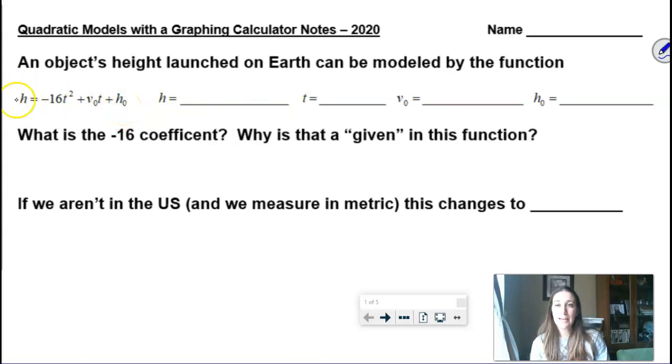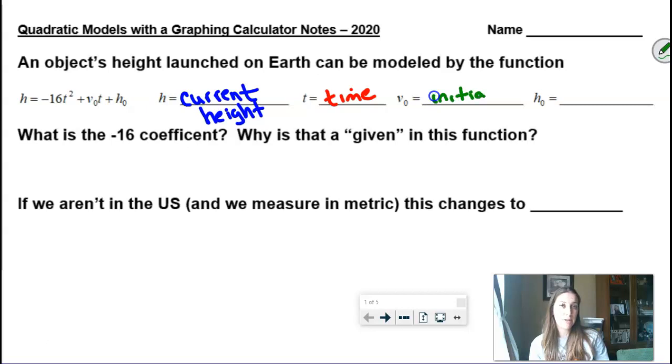So the h at the beginning of the equation is the height, and I should say the current height, or the calculated height, I suppose. T represents, I'm sure you guessed this, time. And the unit on time can change depending on the problem, so you do have to watch your units a little bit. So in this particular formula, the v sub naught stands for initial velocity, always.